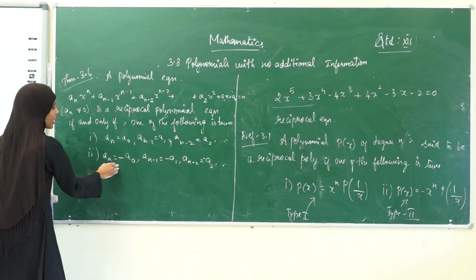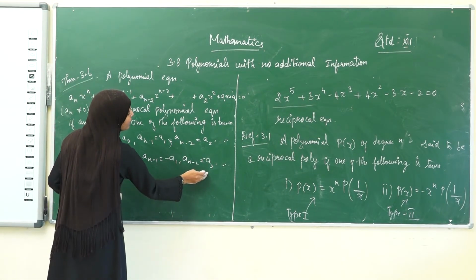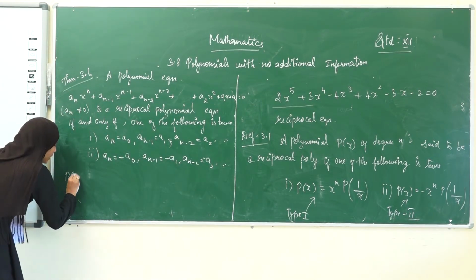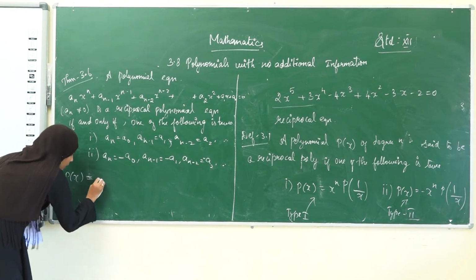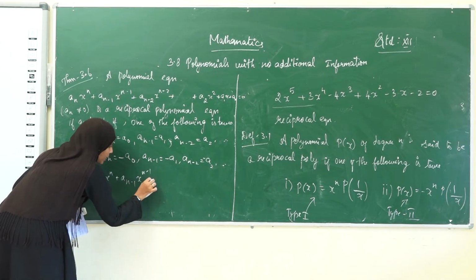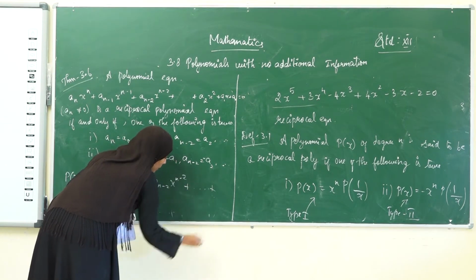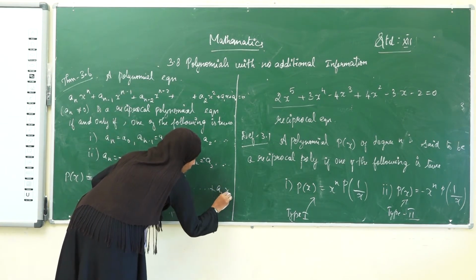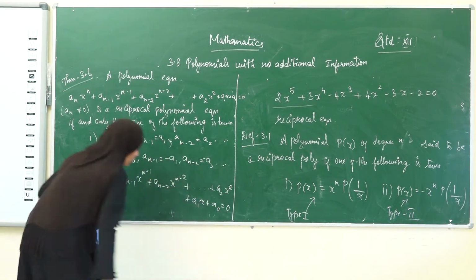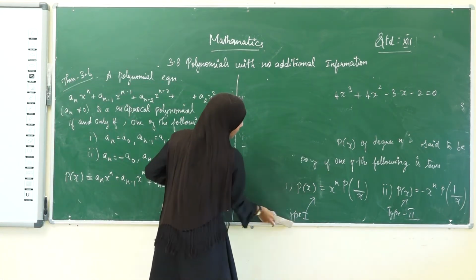And the second condition is an is equal to minus a naught, an minus 1 is equal to minus a1, an minus 2 is equal to minus a2, etc. Okay, what's the given polynomial equation? Let us take that as p of x: an x power n plus an minus 1 x power n minus 1 plus an minus 2 x power n minus 2 plus up to etc. plus a2 x square plus a1 x plus a naught equal to 0. Let us take that as the polynomial equation p of x.